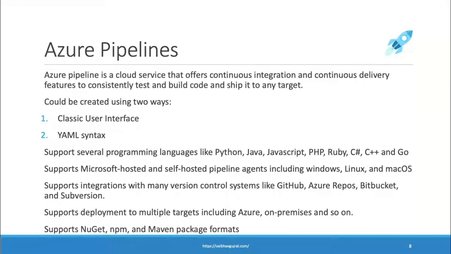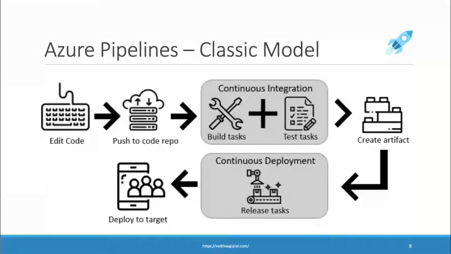Lastly, Azure Pipelines also supports NuGet, NPM, and Maven package formats. As I have mentioned in the earlier slide, there are two different models using which we can define an Azure pipeline. Starting with the classic model, we can define two different pipelines known as builds and releases.